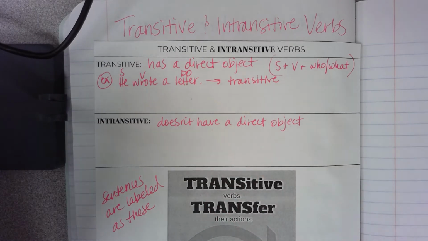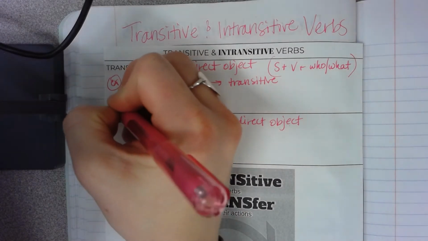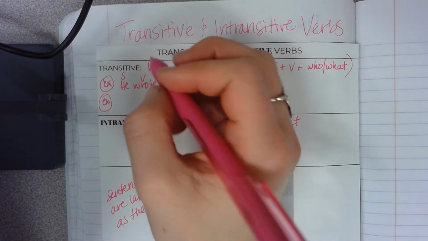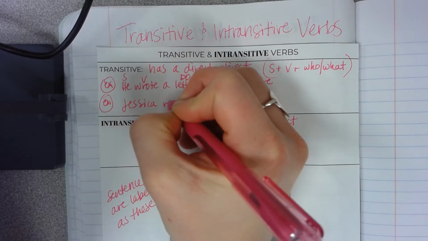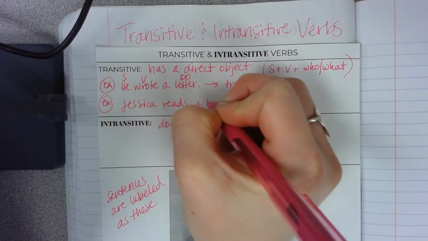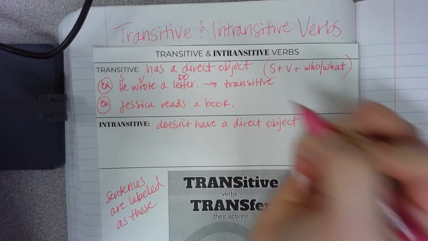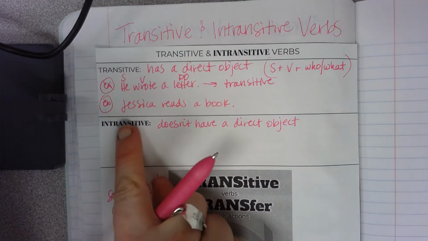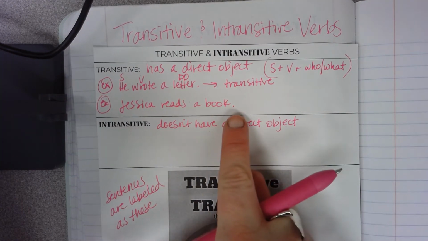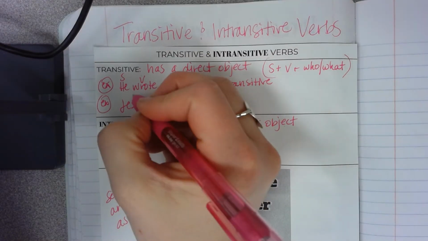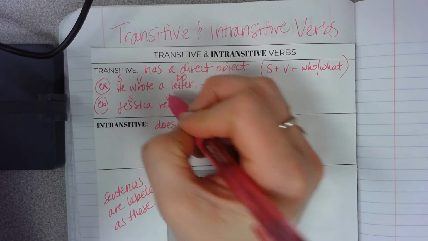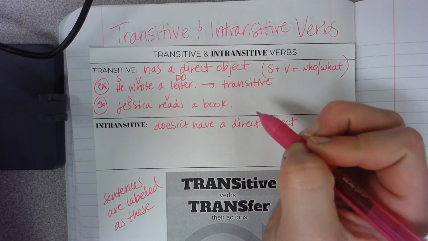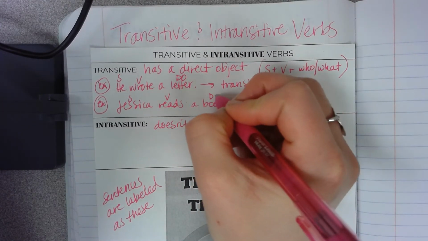Another one: Jessica reads a book. Okay? Here's our sentence. Find your subject, which is Jessica. What does she do? Reads. Reads who? Nope. Reads what? Book. Book is our direct object. So now this is a transitive verb or a transitive sentence.